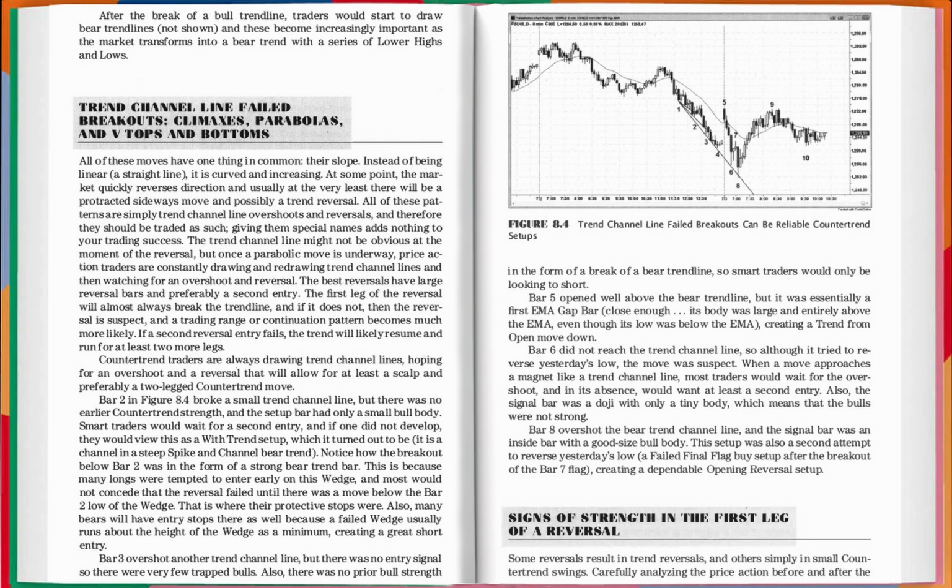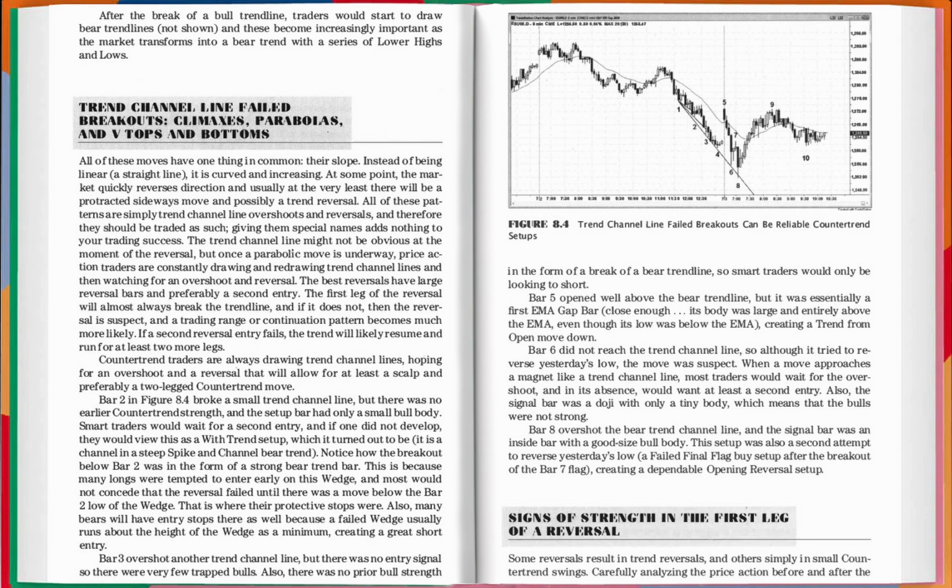Bar 3 overshot another trend channel line, but there was no entry signal, so there were very few trapped bulls. Also, there was no prior bull strength in the form of a break of a bear trend line, so smart traders would only be looking to short. Bar 5 opened well above the bear trend line, but it was essentially a first EMA gap bar, close enough. Its body was large and entirely above the EMA, even though its low was below the EMA, creating a trend from open move down. Bar 6 did not reach the trend channel line, so although it tried to reverse yesterday's low, the move was suspect.